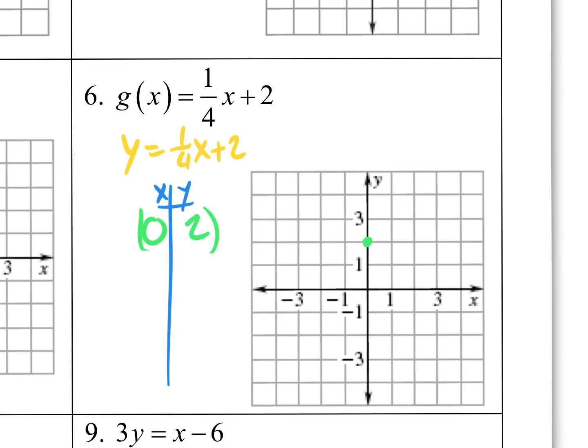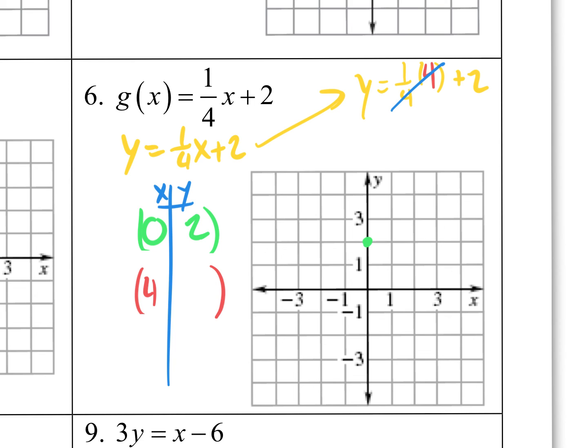And the next number you want to plug in would be 4. Yes, the denominator of the fraction that's in front of x. That way, when you plug in 4, the fraction cancels out. Let me show you. I'm going to rewrite it. Y equals 1/4 times, I'm plugging in a red 4 right there, plus 2. Of course, the 4 and the 4 cancel out.